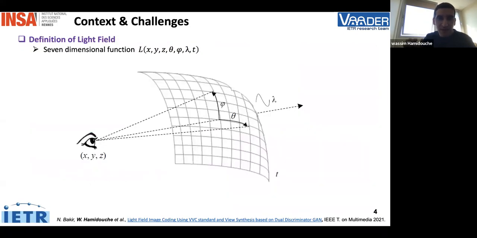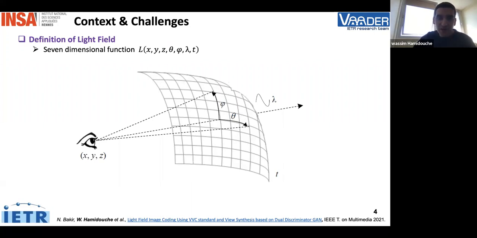First, what is light field? Light field can be represented as a 7-dimensional function, as we can see here, the L function, which depends on 7 parameters: x, y, z, the position of the viewer, theta and phi, which are the angles of the lights coming from different directions, and the wavelength lambda and the time t.